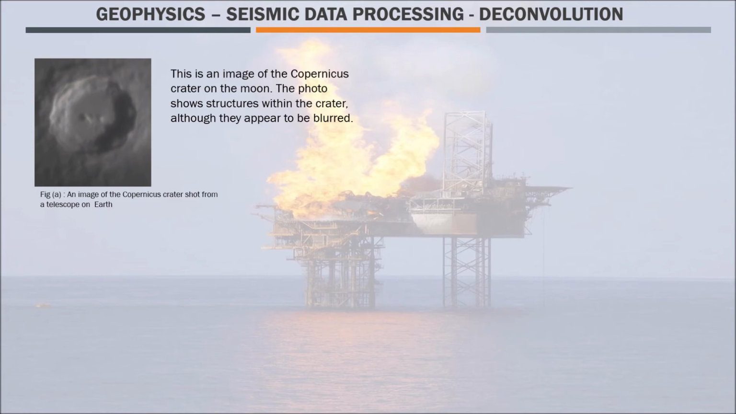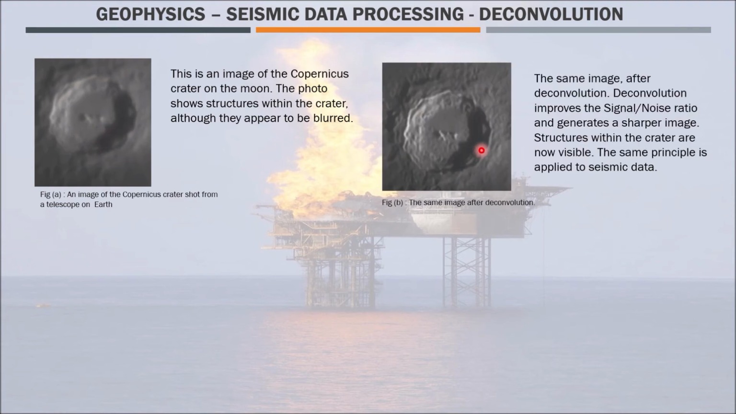This is an image of the Copernicus crater on the moon. The photo shows structures within the crater, but they appear to be blurred. Now, this is the same crater, the same image after deconvolution. Deconvolution improves the signal to noise ratio, resulting in a sharper image. And now, the structures within the crater are visible.